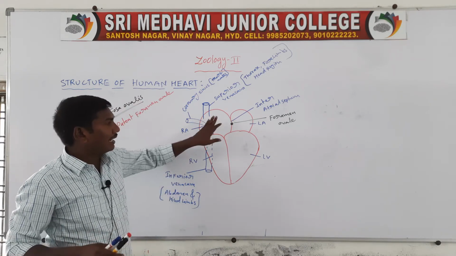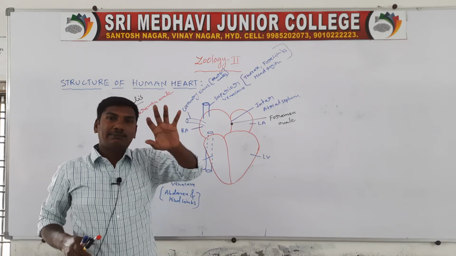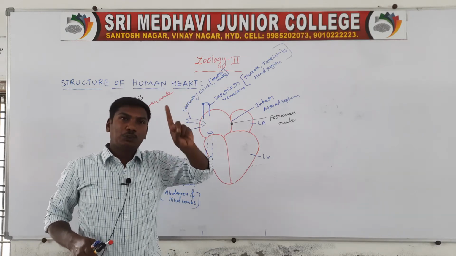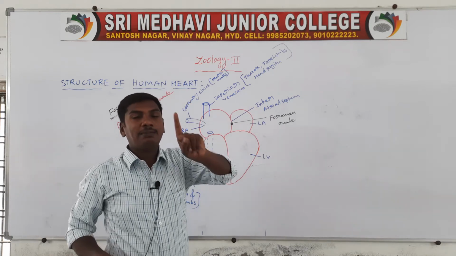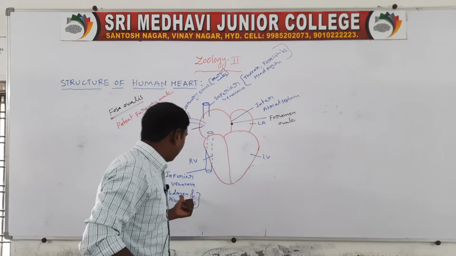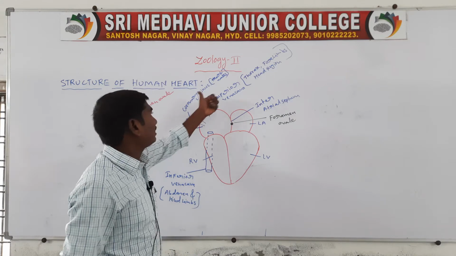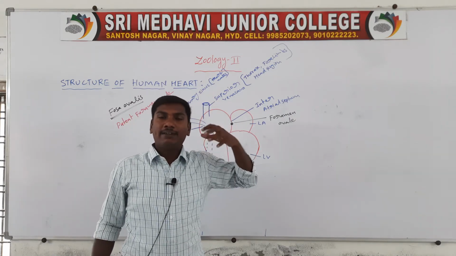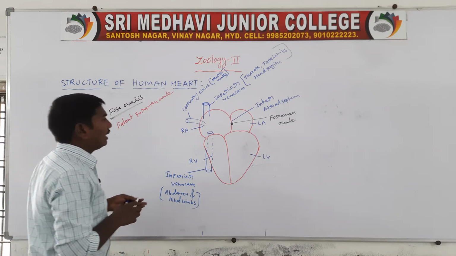So the right atrium receives deoxygenated blood from all the body parts except the lungs through the three caval veins: superior vena cava, inferior vena cava, coronary sinus. The superior vena cava collects blood from the thorax, forelimbs, head. The inferior vena cava collects blood from the abdomen and legs. The coronary sinus receives blood from the heart valves.